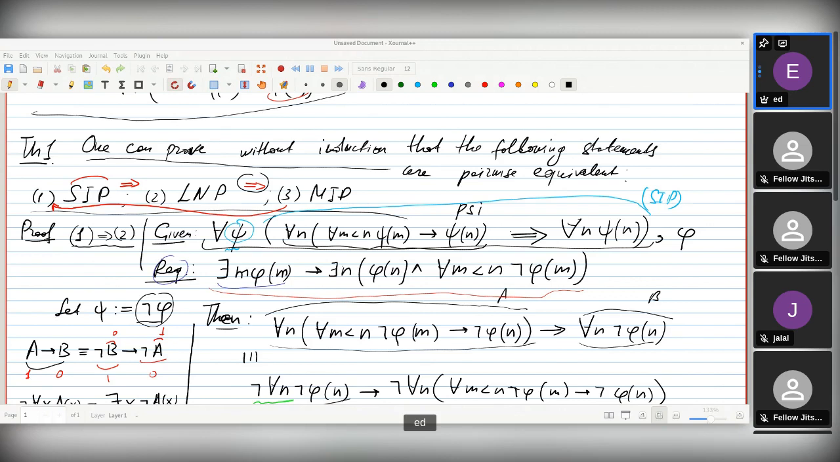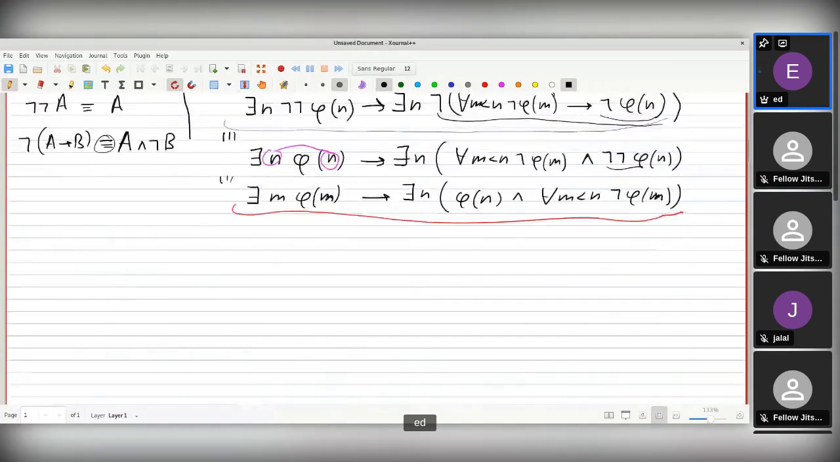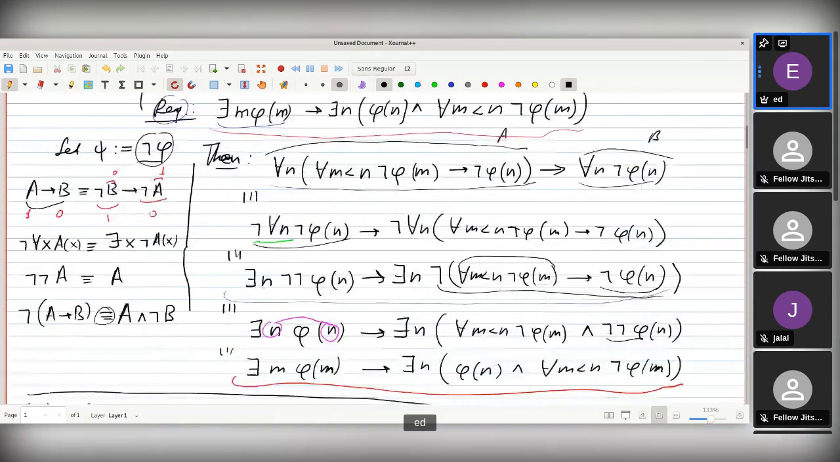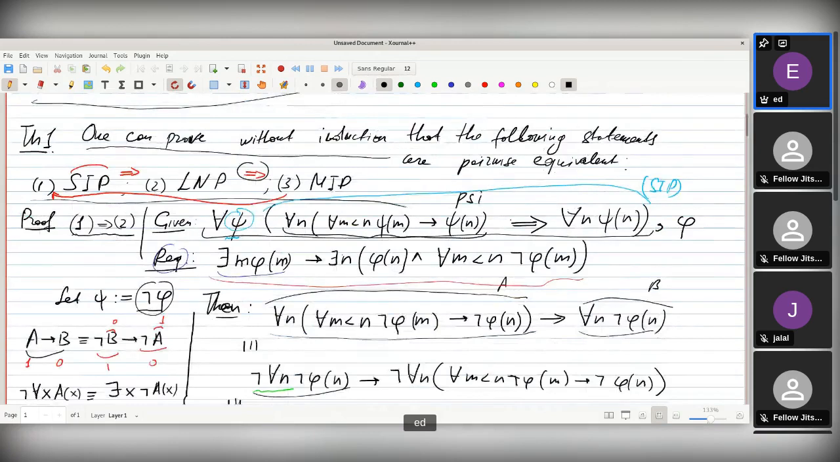Okay, let us continue. We have two more implications to prove. From the second to the third one. Here we shall do the same trick. We shall replace our predicate phi with the negation of phi. What is given now? The least number principle.